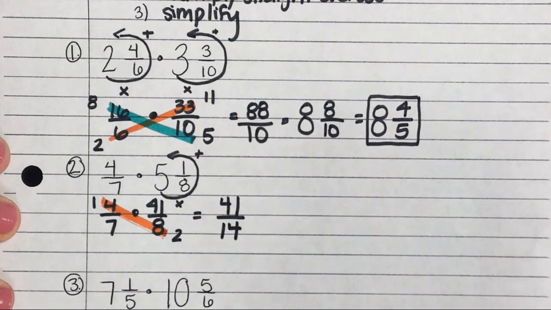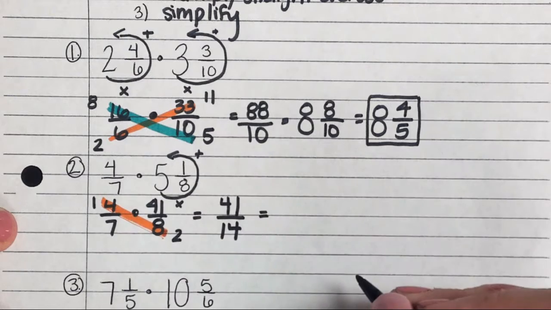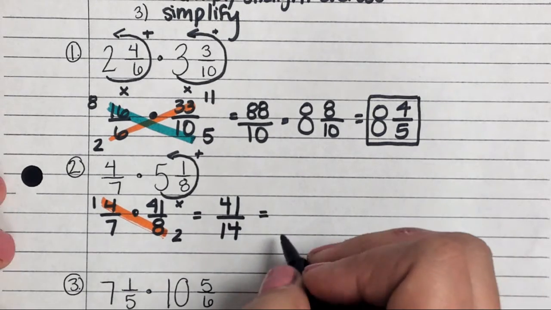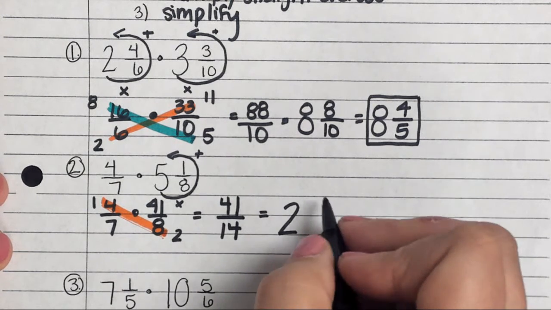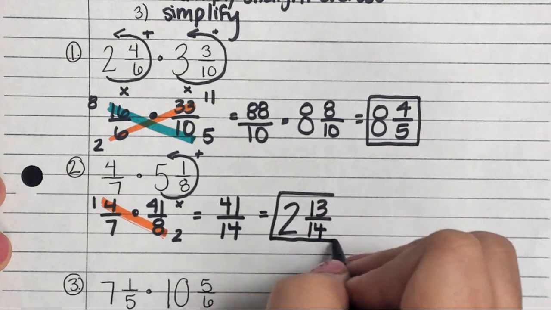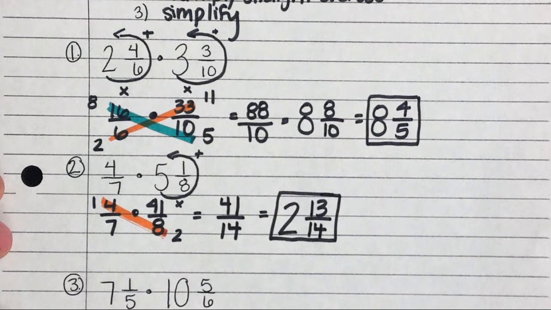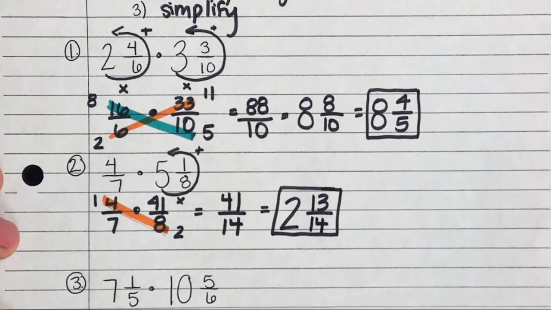Again, improper fraction. So how many times will 14 go into 41? Twice. 3 is going to get us super close because 3 times 14 would be 42, but we're not quite there. So 2 times 14 would be 28, so what would we have left over? 13/14. Absolutely. If we had one more for 41, we could have gone 3 whole times, but we were 1 short from that.